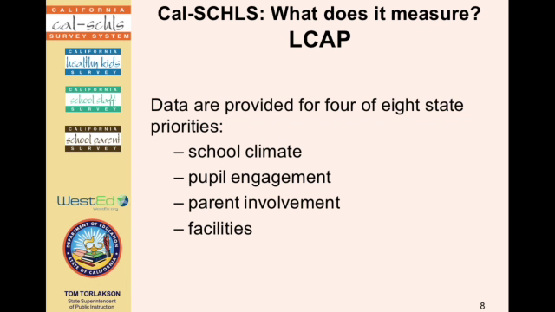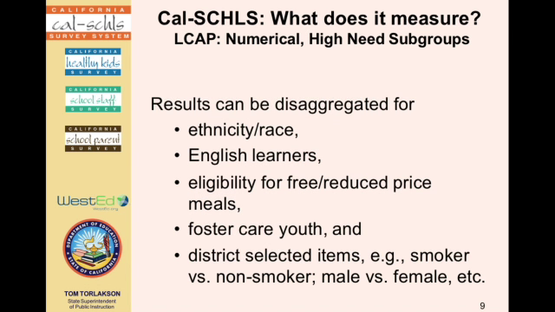So in summary, for the LCAP, 4 of the 8 state priorities are measured: school climate, pupil engagement, parent involvement, and facilities. With regards to the LCAP, it looks at numerical values and within high need subgroups. So we're looking at results disaggregated by ethnicity and race, English learners, students who qualify for free and reduced lunch, foster care youth, and then there are district selected items, and that could be things like smoker versus non-smoker or male versus female.